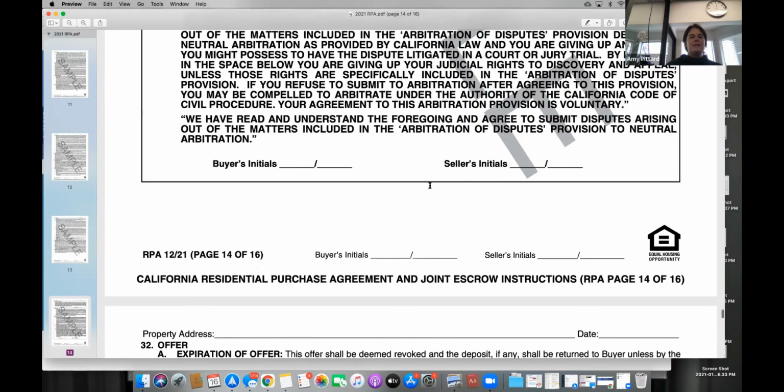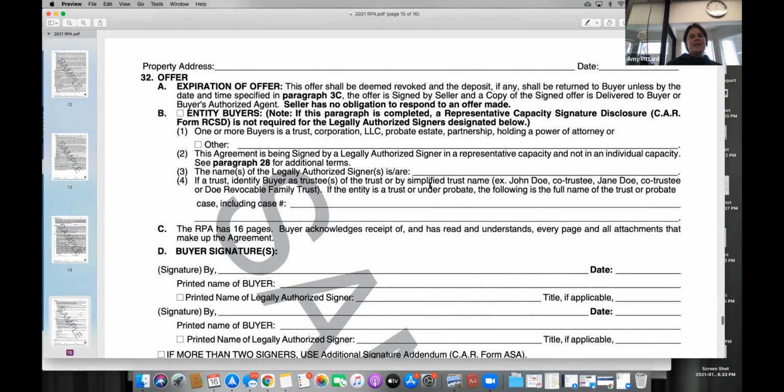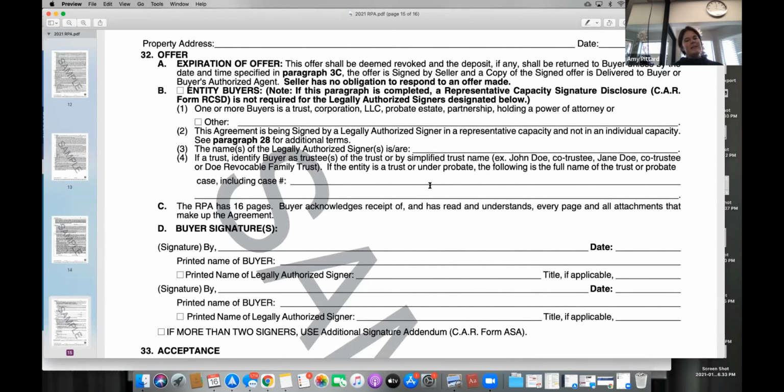Okay. The only reason I want to skip down is because the signature part is a little different, and I don't feel ready to go write an offer tomorrow without understanding this, so that we make sure we know what we need to do. So 32 is the expiration of offer. This offer shall be deemed revoked and the deposit, if any, shall be returned to the buyer unless, by the date and time specified in paragraph 3C, the offer is signed by a seller and a copy of the signed offer is delivered to buyer or buyer's authorized agent.